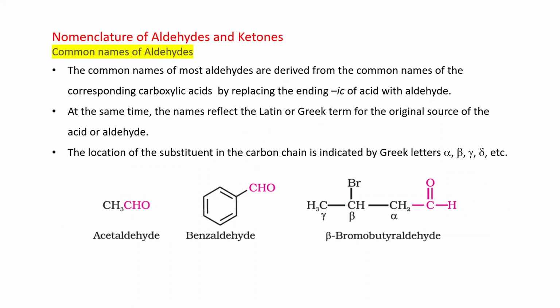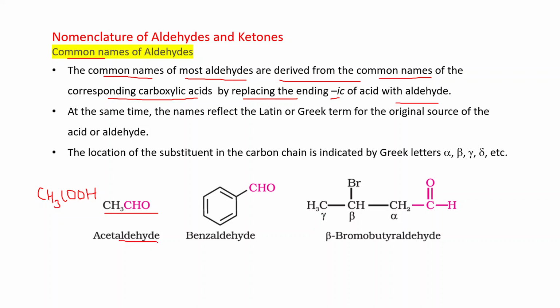Now, nomenclature of aldehydes and ketones. First, we'll discuss common names of aldehydes. The common names of most aldehydes are derived from the common names of the corresponding carboxylic acids by replacing the ending IC of acid with aldehyde. See one example. This is acetaldehyde. Actually, this is obtained from acetic acid, CH3COOH. Acetic, IC is replaced by aldehyde. That's why this is acetaldehyde.